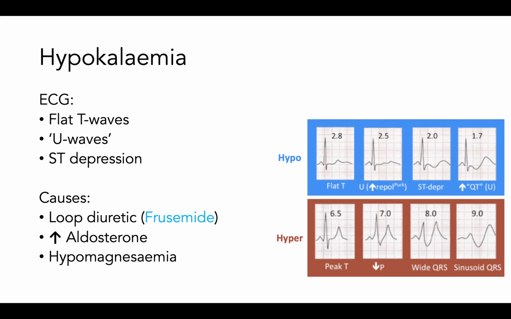So furosemide can cause hypokalemia. Increased aldosterone causes secretion of potassium. And also hypomagnesemia can cause low potassium too.